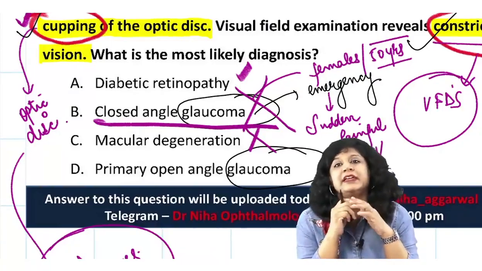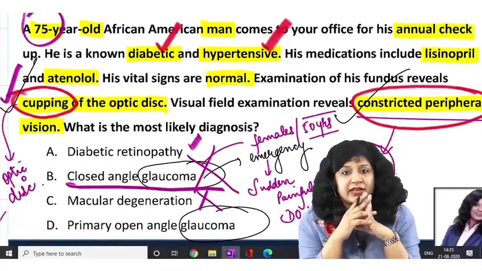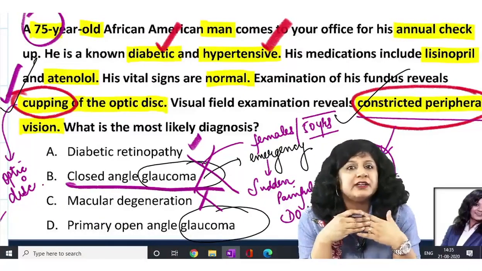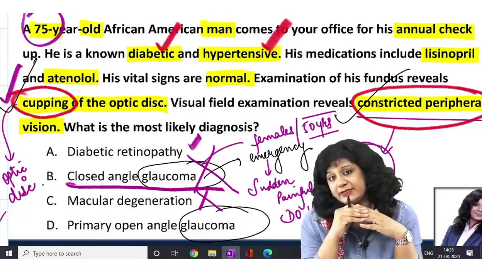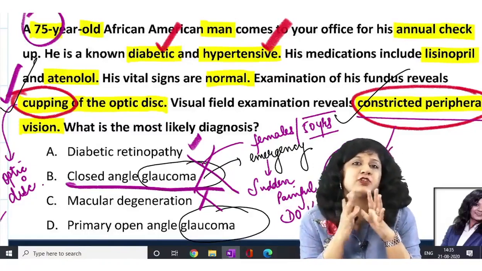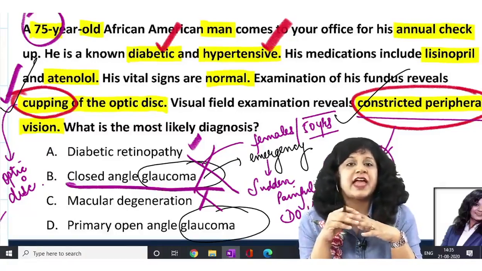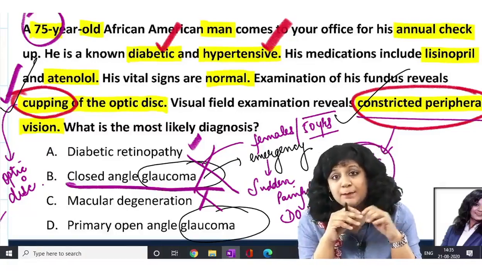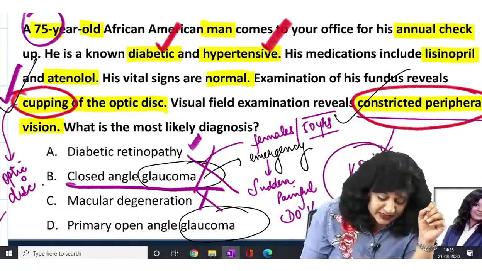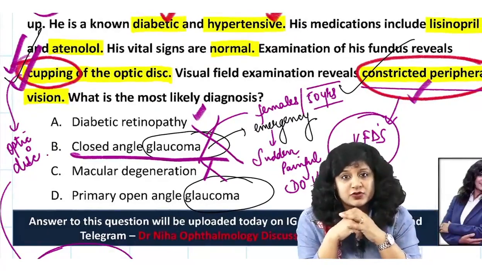Now what about diabetic retinopathy? Now if you see, they say that this patient is 75 years old and he is on treatment for diabetes and hypertension. They have not told the duration, but suppose they were diagnosed 10 years ago, and even if the treatment has been going on for the last 10 years and he has developed diabetic retinopathy, they are actually not talking about diabetic retinopathy, because diabetic retinopathy will not lead to cupping of the optic disc or constriction of the peripheral visual field.